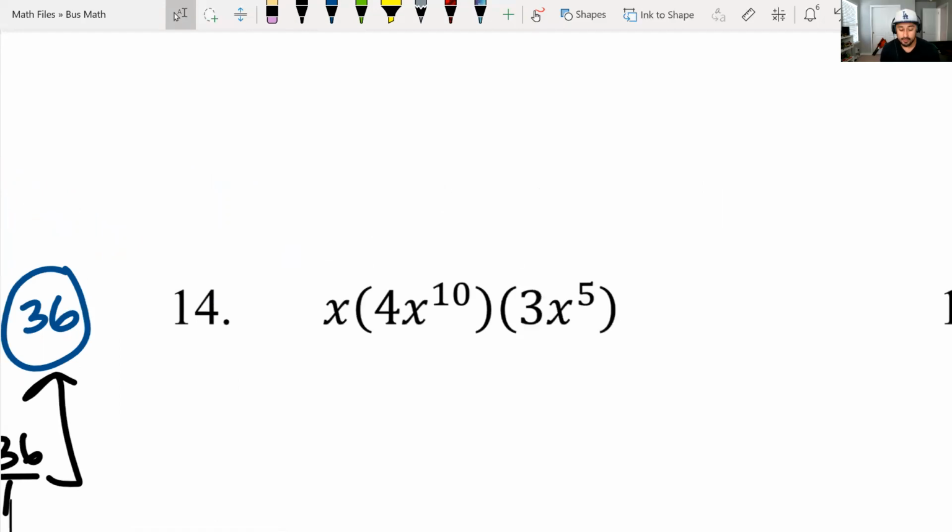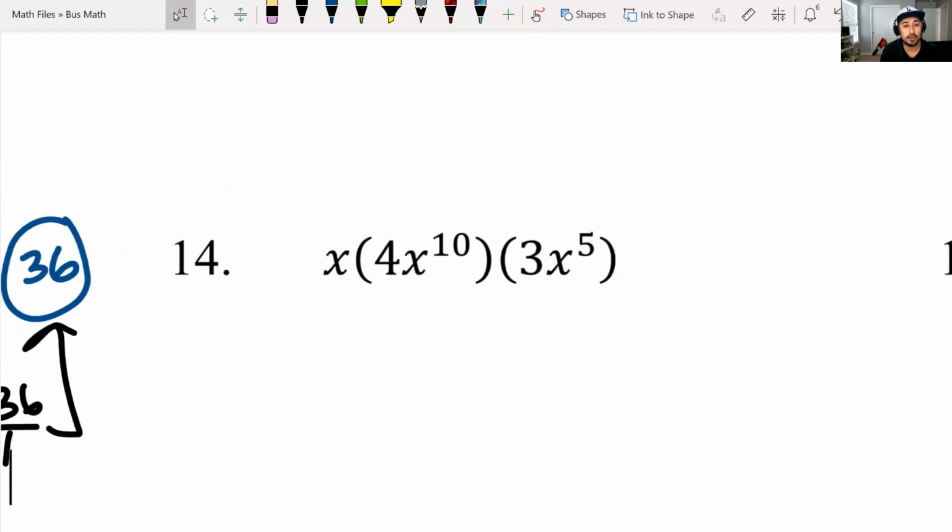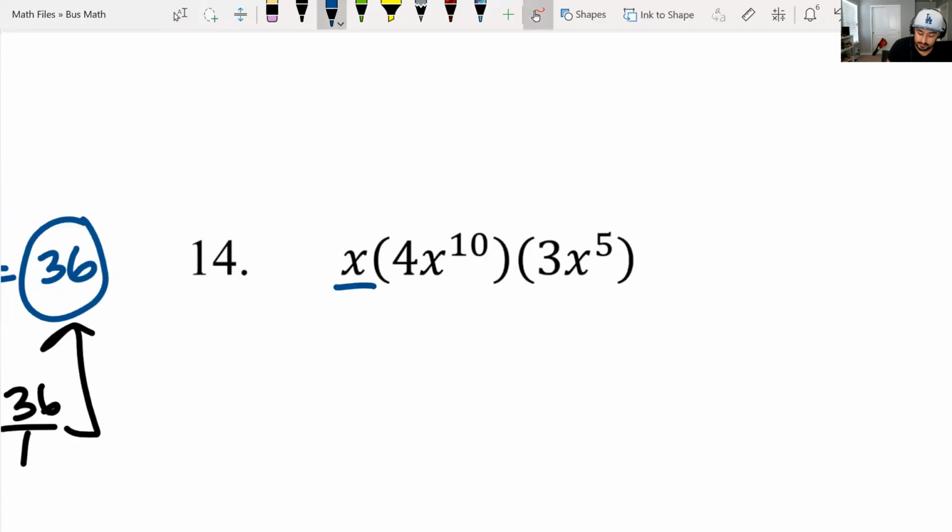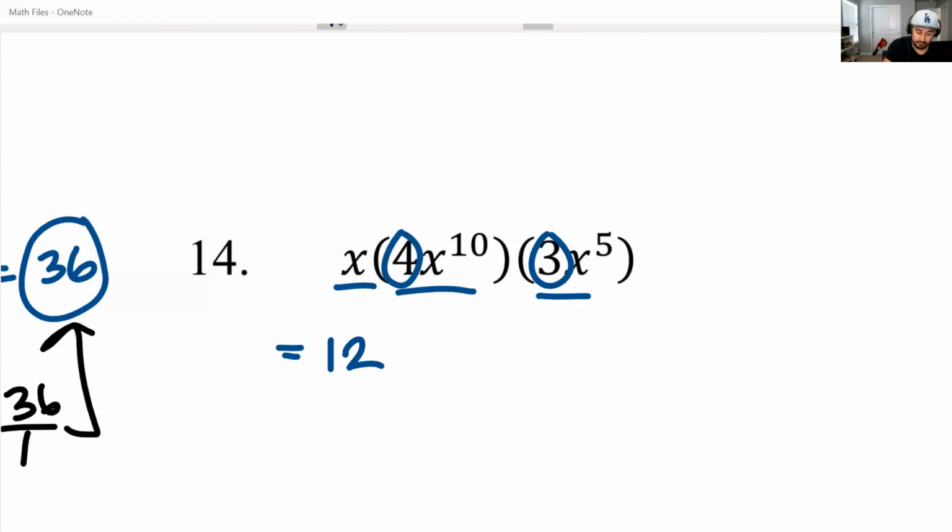All right. So now we have x times 4x to the 10th times 3x to the 5th. Notice how the exponents are inside the parentheses now. Which means that, yes, we can distribute these terms together. I can say this x times this 4x to the 10th times 3x to the 5th. So the way I want to handle this first is let's multiply the numbers first. I should get this 4 times this 3, which gives me 12.